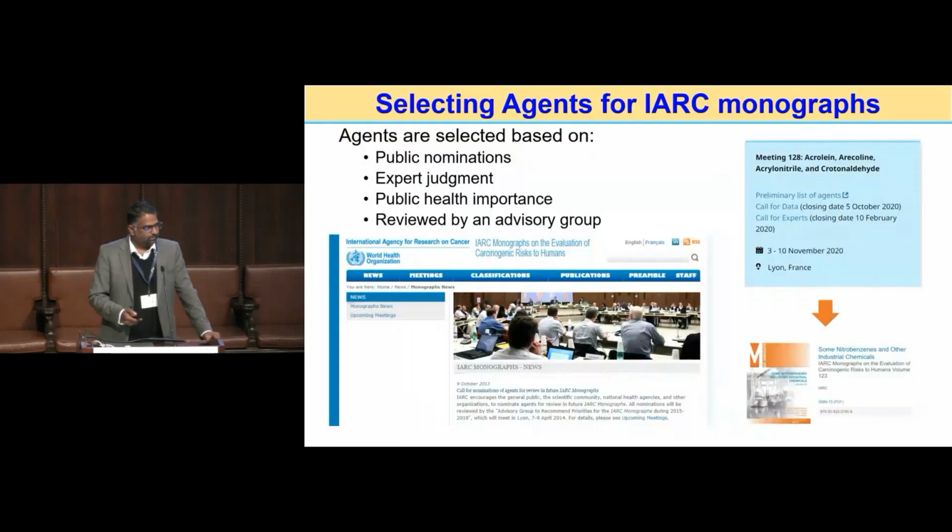The IARC monograph is a great example of how chemical agent evaluation takes place for a non-communicable disease. The way they work is that agents are nominated by the public, and it goes through expert judgment, public health importance, and an advisory group. The advisory group gets together and recommends, for the following 4 or 5 meetings, which agents will be evaluated. For example, meeting 128 will be held, and acrolein and other chemicals will be evaluated. It takes 2-3 days to go through the different evidence and literature, and the final report comes out after almost a year. They have done almost 125 meetings, and the major requirement is always the availability of evidence.